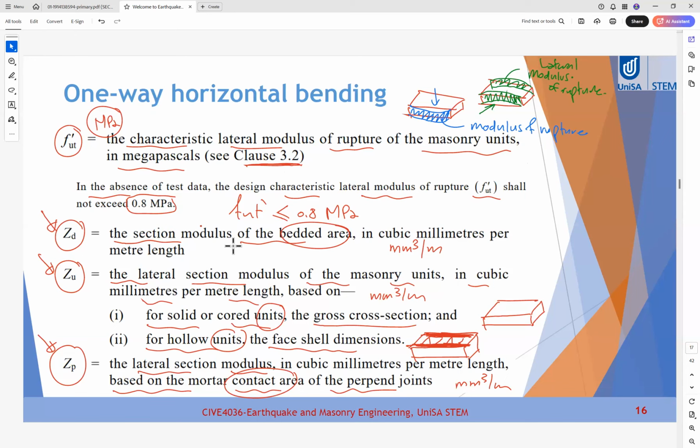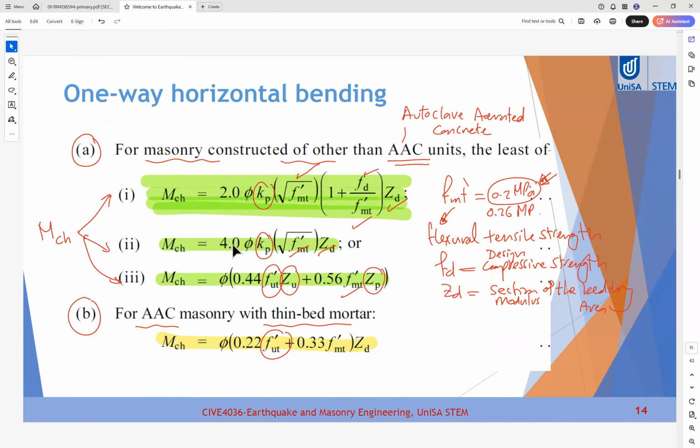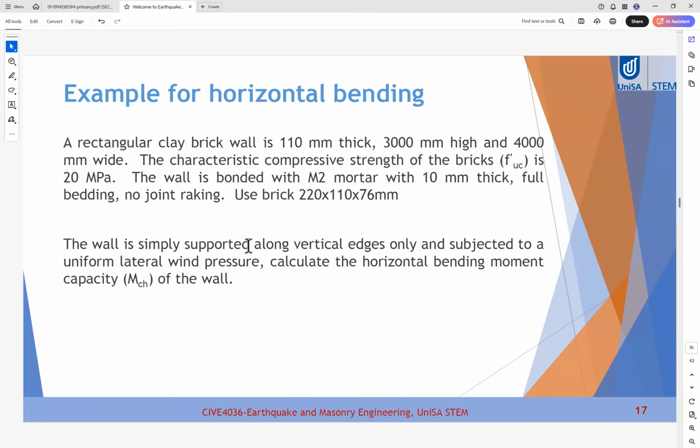So if we go back here again, now that we know KB, FUT dash, ZU and ZB, we can find the value of MCH, which is our capacity. And here for aerated concrete, we can know FUT, so we can know MCH. So these are the main things to find. Let's go to the example.